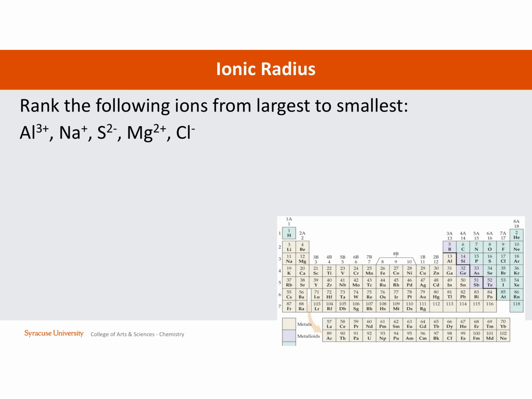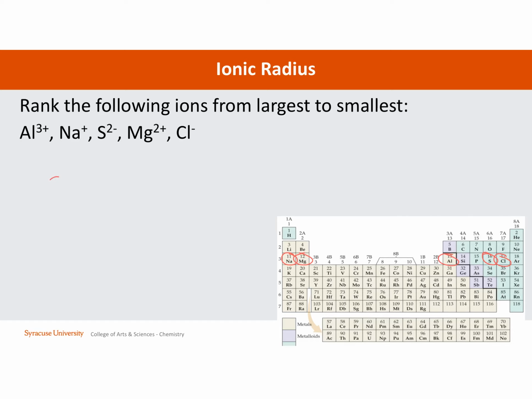Rank the following ions from largest to smallest. This one's a little bit different, and we have to think about what happens when an atom loses an electron and what happens when an atom gains an electron. In this case, the question was made easy for us in that all of the atoms in question are in the same row. We've got sodium, magnesium, aluminum, sulfur, and chlorine. So when we gain an electron, we have a larger ionic radius than our parent atom.